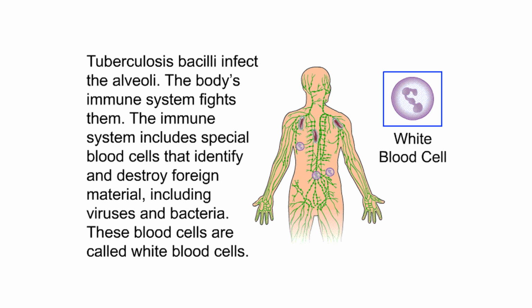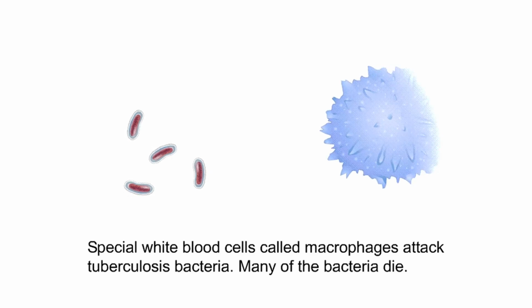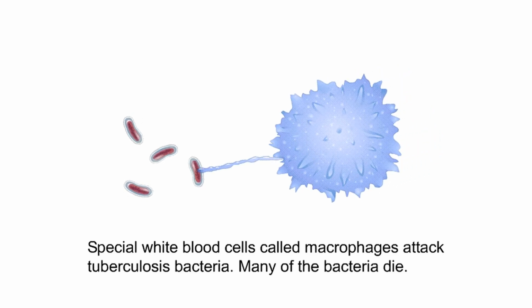The body's immune system fights them. The immune system includes special blood cells that identify and destroy foreign material, including viruses and bacteria. These blood cells are called white blood cells. Special white blood cells, called macrophages, attack tuberculosis bacteria. Many of the bacteria die.